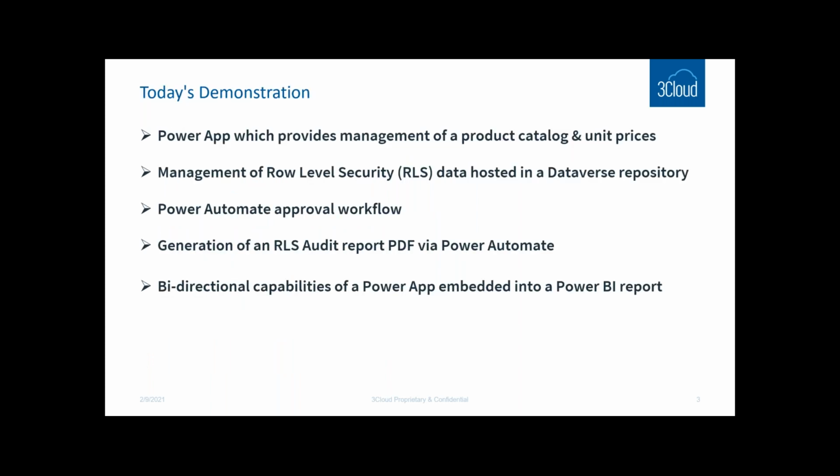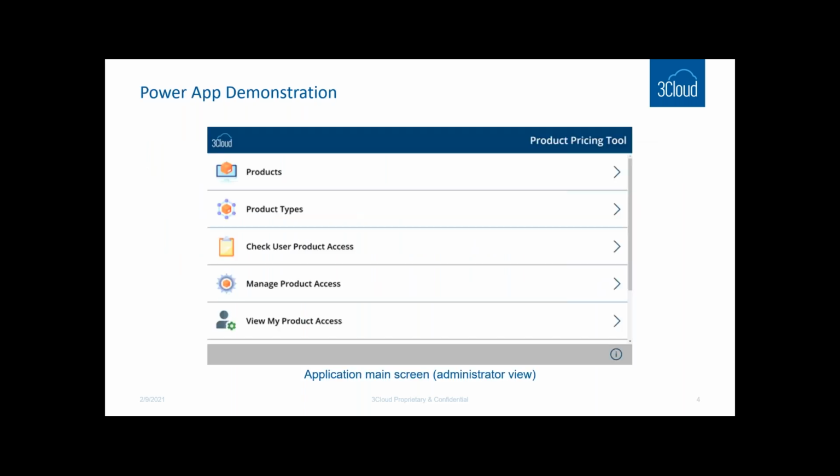All right, great. Thank you, team. Today's demonstration is going to include a Power App, which provides management of a product catalog and unit prices, management of row-level security RLS data hosted in a Dataverse repository, a Power Automate approval workflow, the generation of an RLS audit report PDF via Power Automate, as well as the main event, bi-directional capabilities of a Power App embedded into a Power BI report. So with that, we'll get started here, Melvin, and I'll hand it over to you.